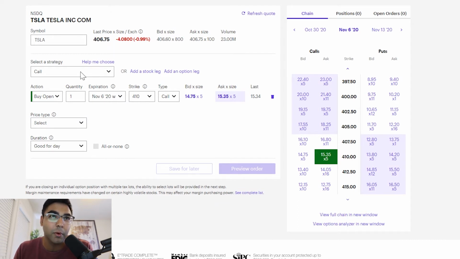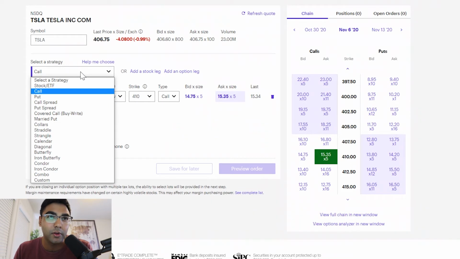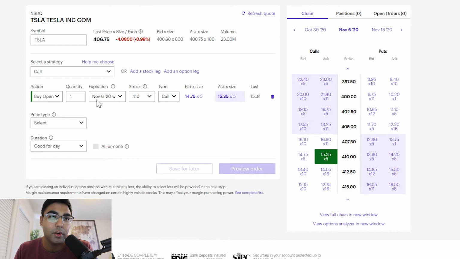Over here on the screen, what we see is select a strategy. There are a lot of different strategies within the options realm, but we'll stick to calls and puts today. So you've got an action, you can do buy or sell, and the two types of options in general are calls and puts. The options you have in general are buy to open, sell to open, buy to close, sell to close. We'll get into more details as the video progresses.